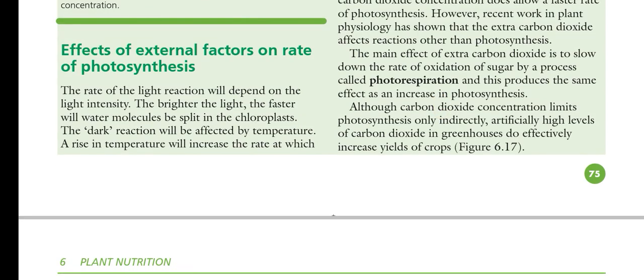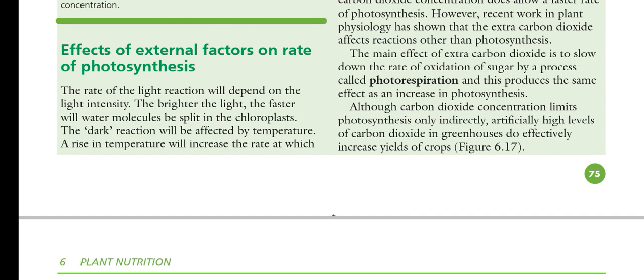Hello students, today we will discuss the effects of external factors on the rate of photosynthesis. There are a lot of external factors, like light, temperature, soil humidity, the wetness and dryness of the soil, and many other factors that affect the rate of photosynthesis.